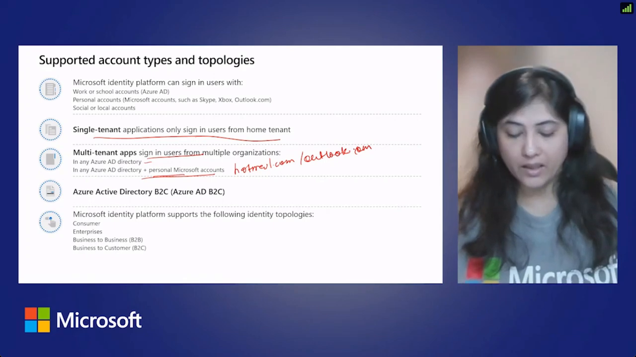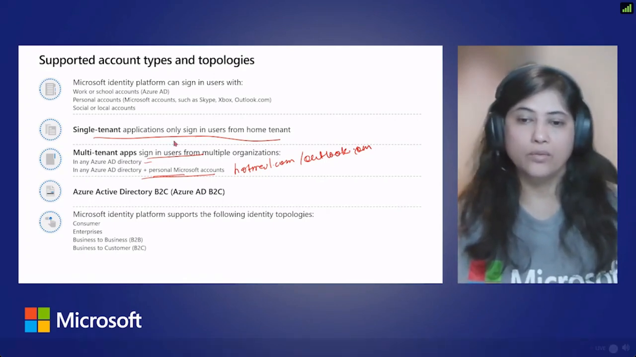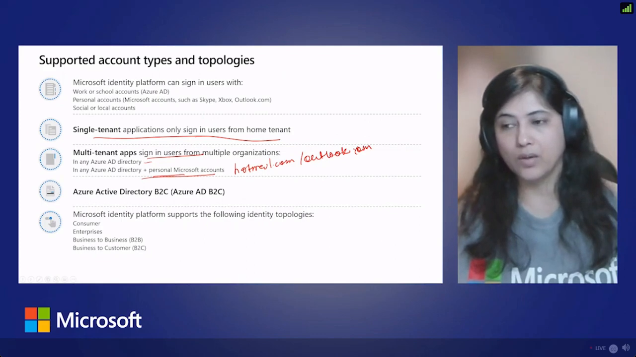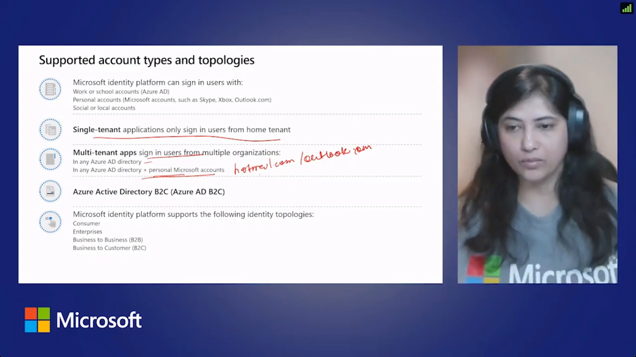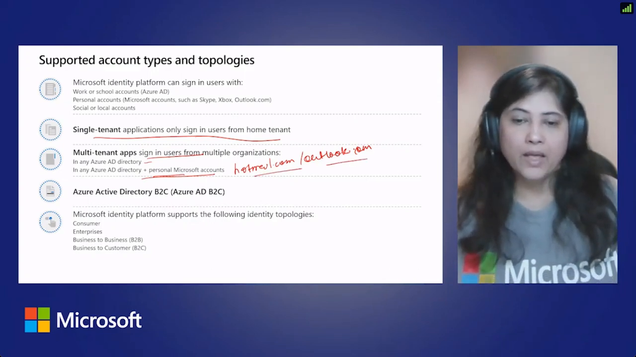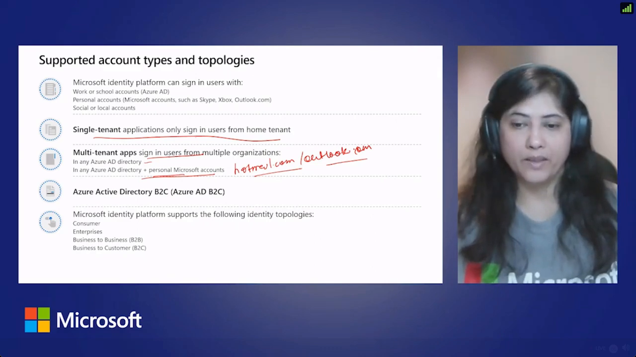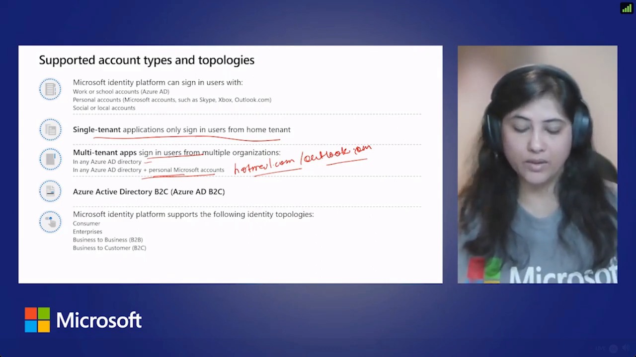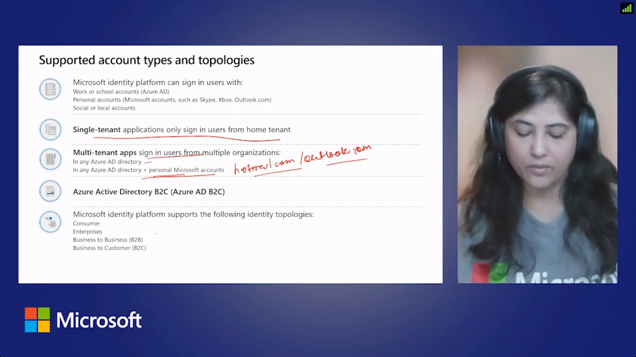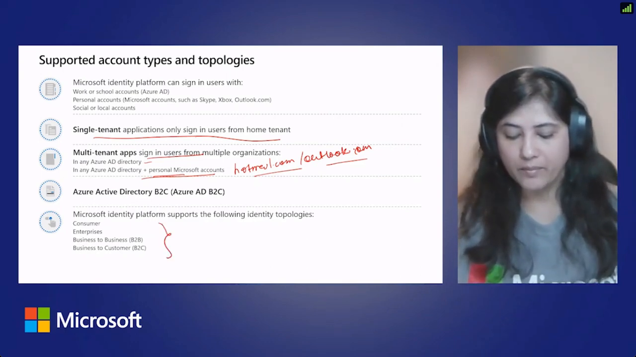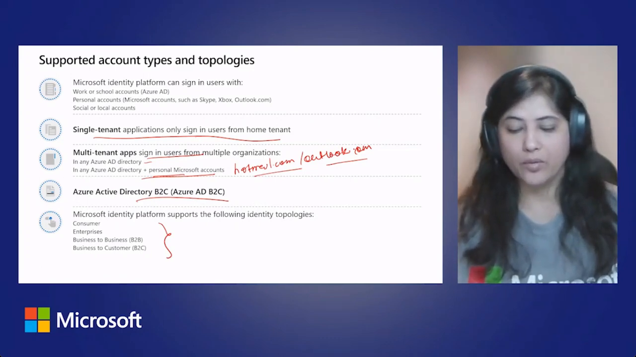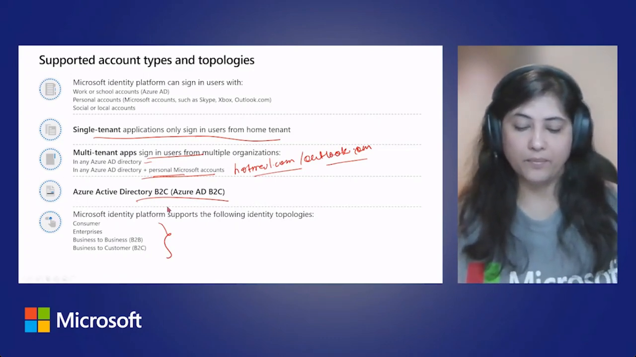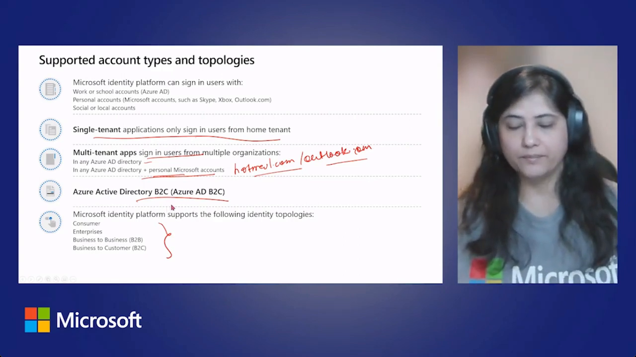So in the any Azure AD plus personal accounts option, all the users with your work and school accounts will be able to use it, and also the personal accounts, which I talked about, your Hotmail and Outlook.com identities. If you're writing a business to consumer type of application, then you also sign in your users with social identities. So here we have the B2C option, which you can make use of in this case. So we have all these different options. You can do consumer, you can do enterprises. So B2B, B2C, we have all these different options when it comes to setting up your identity with Azure Active Directory.